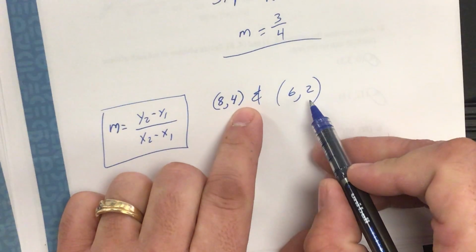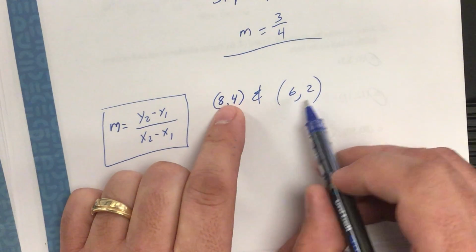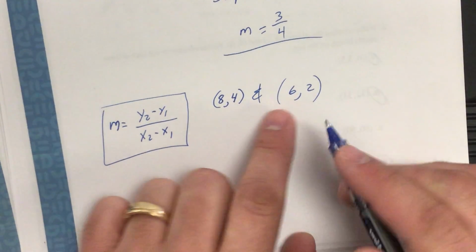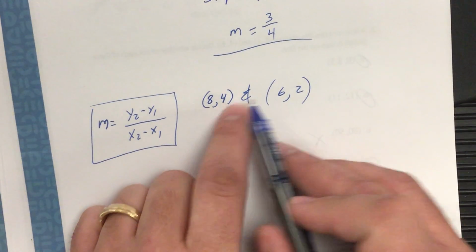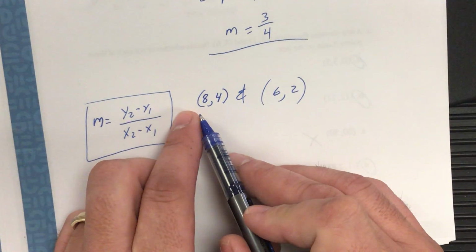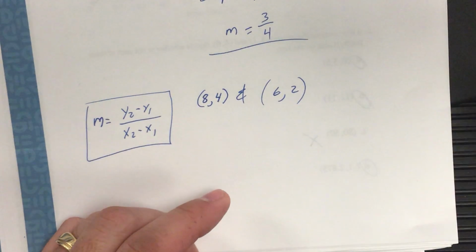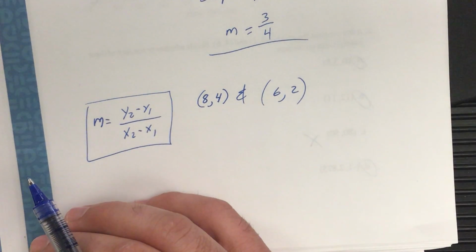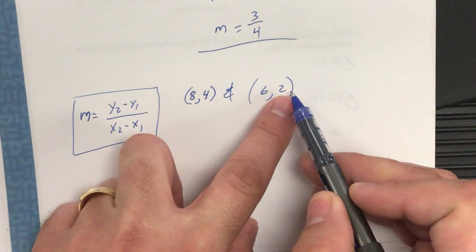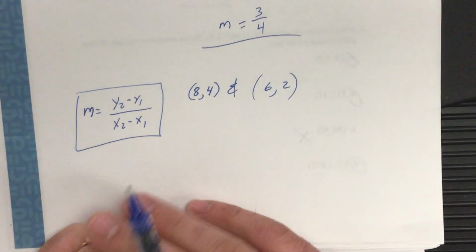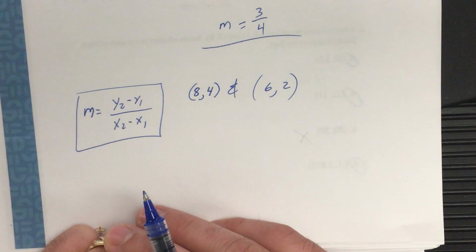The second numbers, right? Now, it doesn't matter which one you consider y2, but you just have to go in the same order. For instance, if I do 2 minus 4, that means when I do the x's, I gotta do 6 minus 8. I gotta go the same order. Okay? I always try to make the first one positive, but you don't have to. I could go 4 minus 2, and then I'm gonna go 8 minus 6. Does that make sense? You have to go the same order.